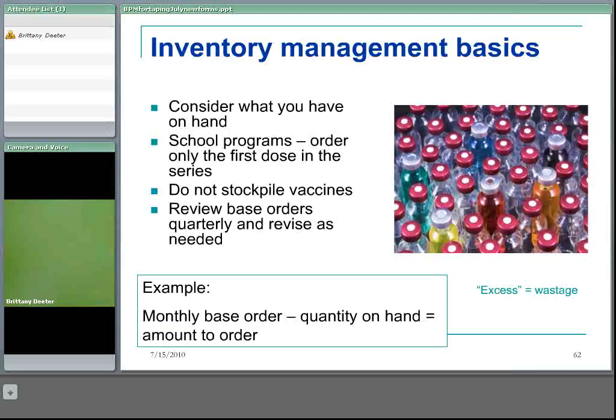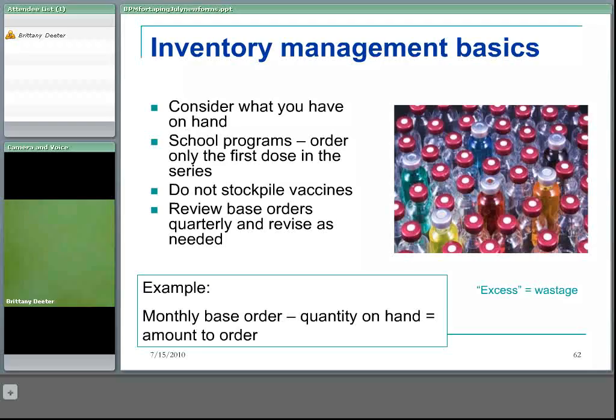With inventory management, you need to start by considering what you have on hand, what vaccines are in the fridge. For school programs, the basic consideration is ordering only the first dose in your series. It's always recommended that you do not stockpile vaccines for a number of reasons. One being that if there happens to be a cold chain break for whatever reason, then we lose an excessive amount of vaccine that really shouldn't have been out in the field anyways. And you're reminded to review base orders quarterly and revise them as needed.